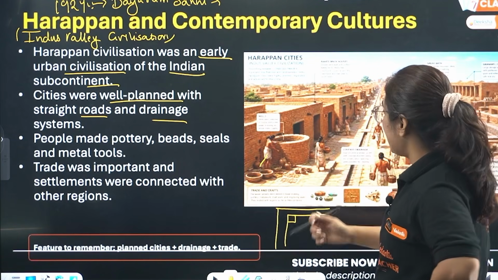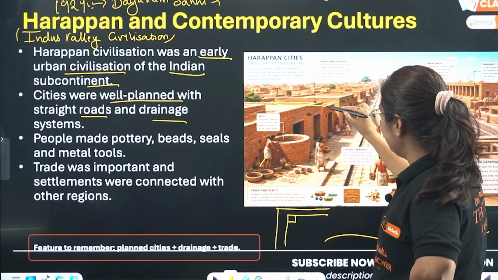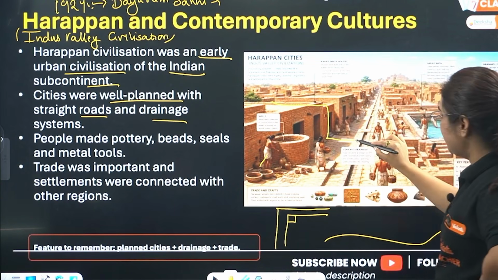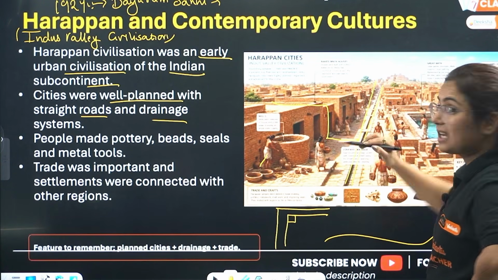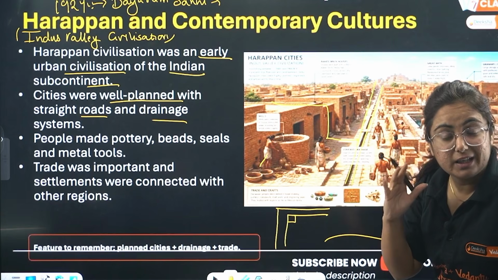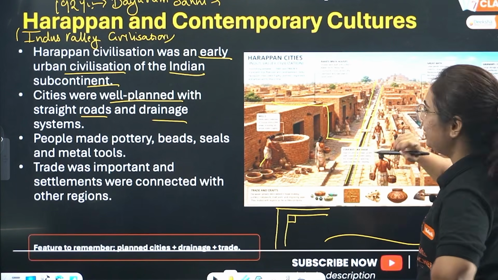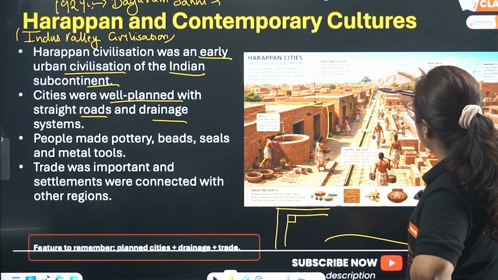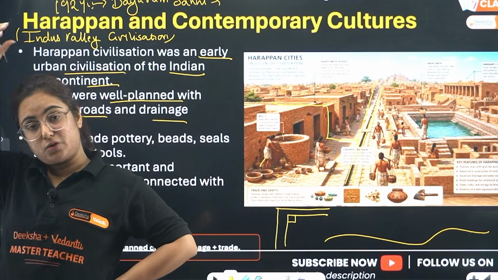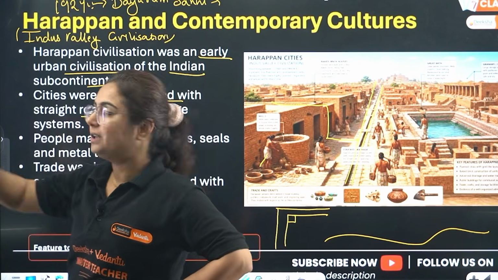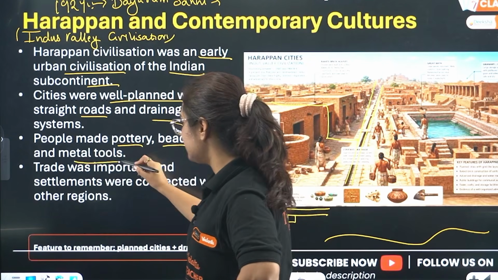The drainage system was like this: from the house, a pipe was brought. In the front of the house, there was a small drain, which was covered. Covered drain, thousands of years back. So here it was covered, which goes beyond and joins the main drain outside the city. That was great. So people made pottery, beads, seals, and metal tools.